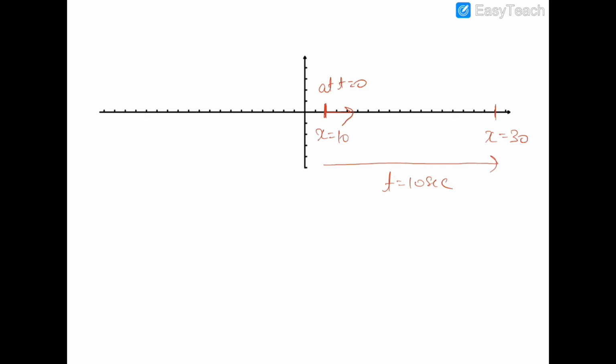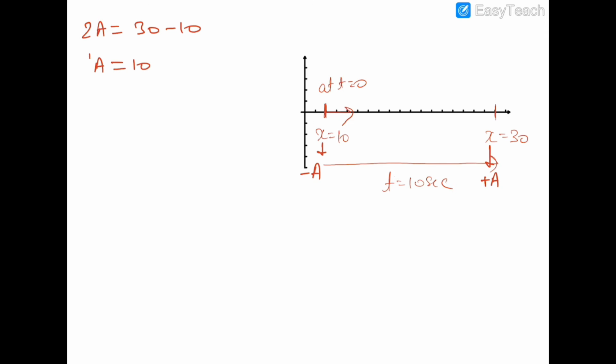It is given that at t is equal to 0, the particle is situated at x is equal to 10, and the time taken by the particle to move from x is equal to 10 to 30 is 10 seconds. So we can see that this is the negative extreme minus a, and this is the positive extreme plus a. So 2a, which is twice the amplitude, is equal to 30 minus 10, which is equal to 20, and a is equal to 10.